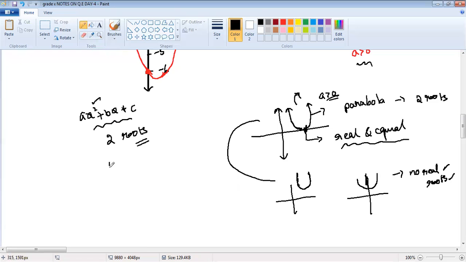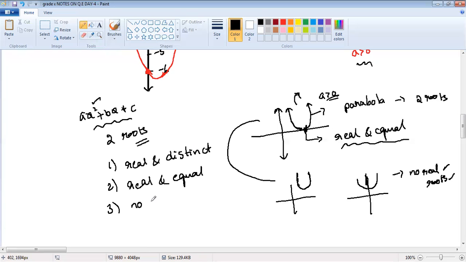The 2 roots are: one case, real and distinct. Another one, real and equal. Another one, no real roots. He's telling that no real roots only, but he's not telling no roots. No real roots and no roots are both different. No real roots, then what roots will be there? Imaginary, 2 imaginary roots will be there.